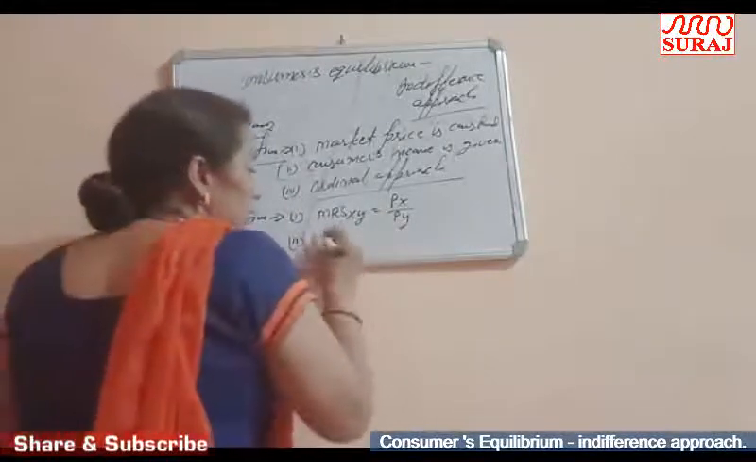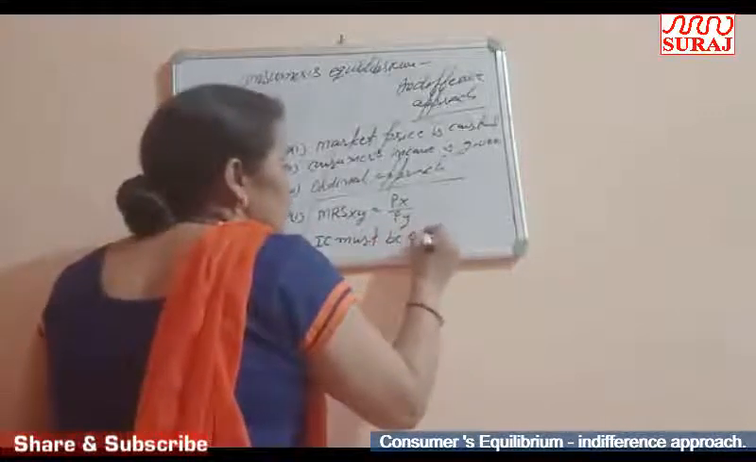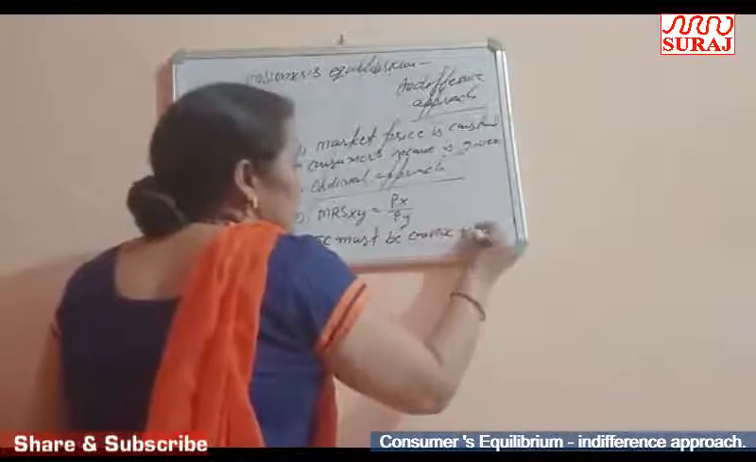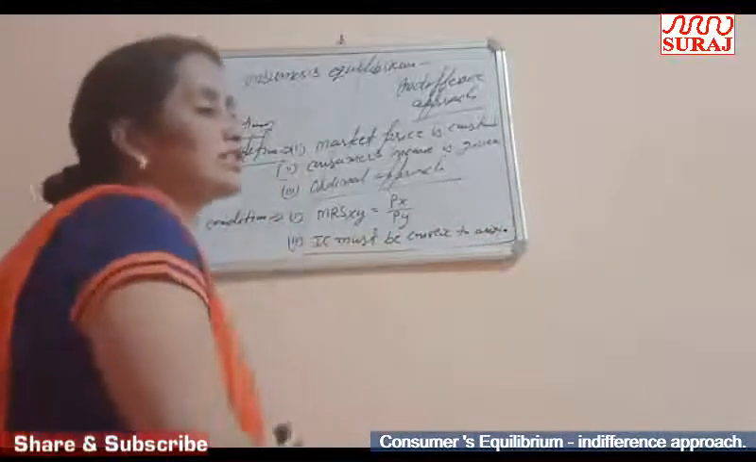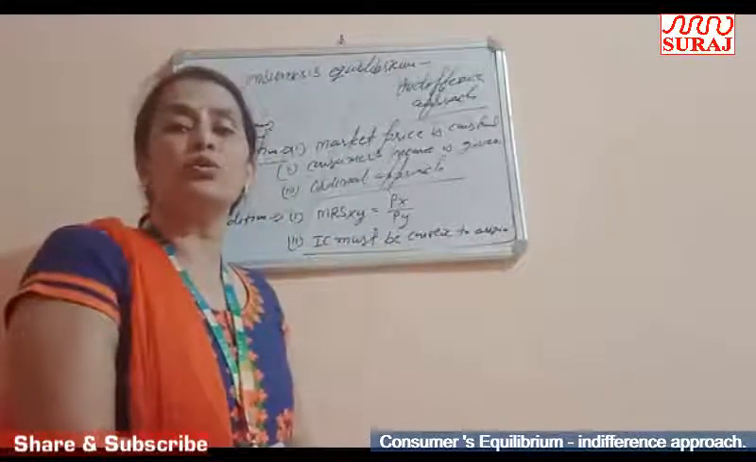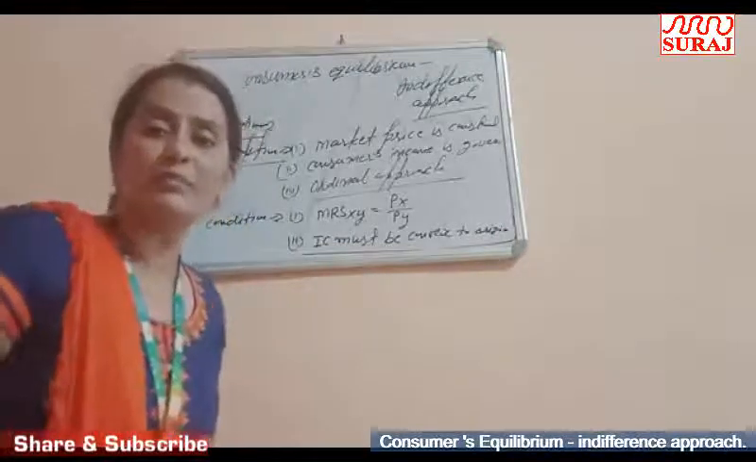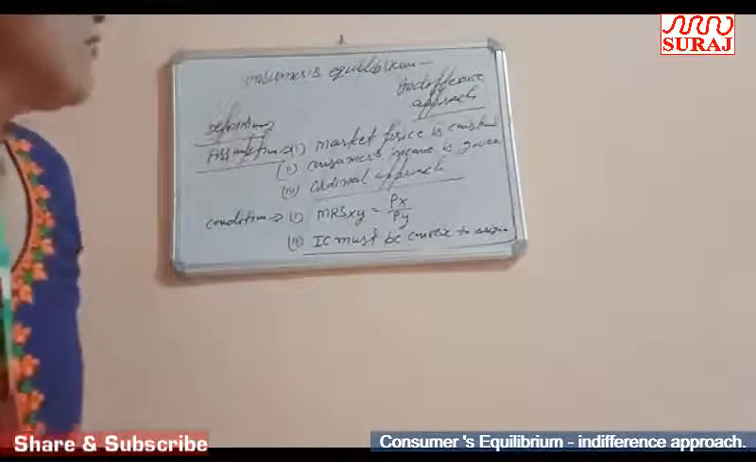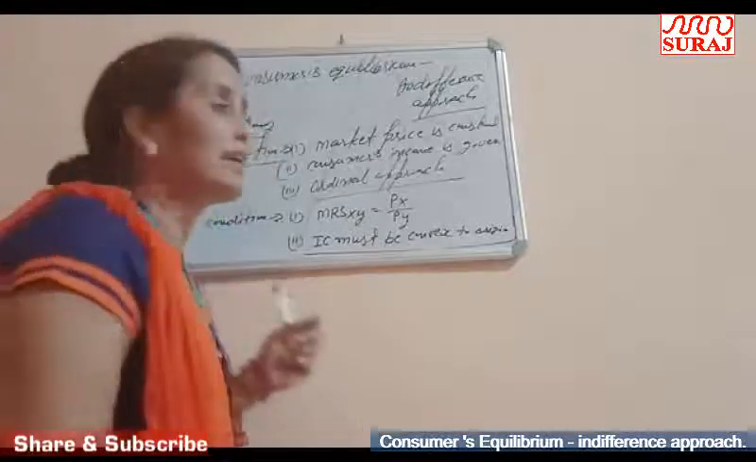the IC must be convex to the origin. It means at this point, how should the IC be? It should be convex to the origin. When the two conditions are satisfied, the consumer gets maximum satisfaction and is in equilibrium. This process can also be explained with the help of a diagram.